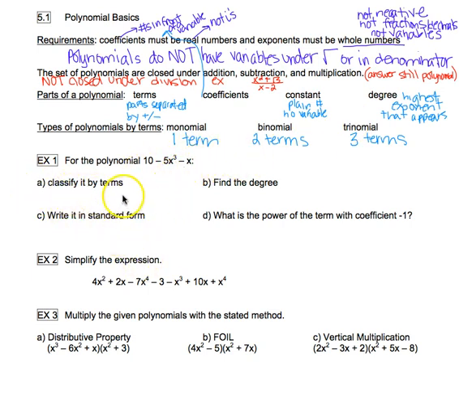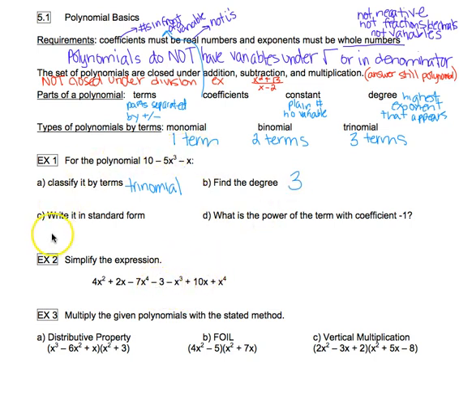So classify it by terms. Terms are what are separated by addition and subtraction, so in this case, subtraction. So one term, two terms, three terms, which means that this is a trinomial. Find its degree. Degree is the highest exponent that appears. This one doesn't have an exponent. It doesn't even have a variable. This one's exponent is 3. This one's exponent would be 1. So the degree is 3 because that's the highest exponent.